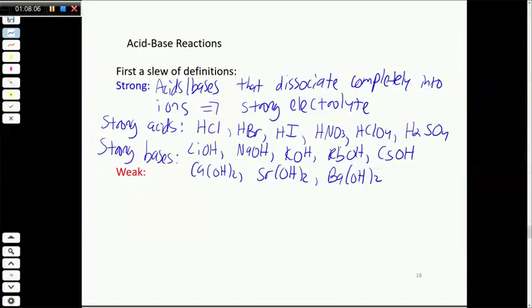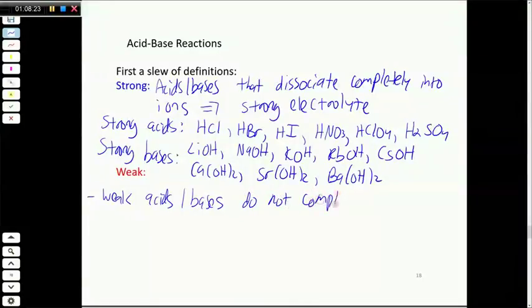And then finally, we have weak acids and weak bases. And these are ones that do not completely dissociate. We're not going to talk about the extent to which they do dissociate in this course. That's a Chemistry 2 topic. But they're ones that do not completely separate into ions when you put them in solution. So they do still release some ions.